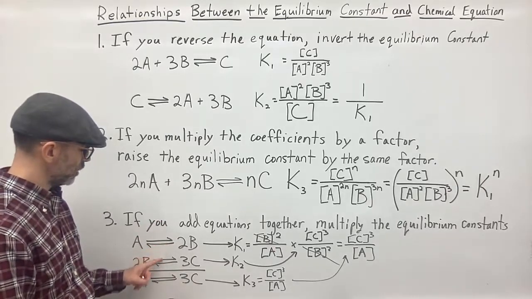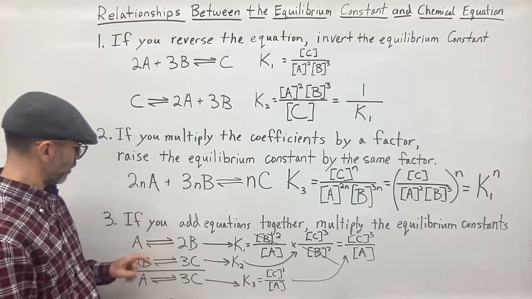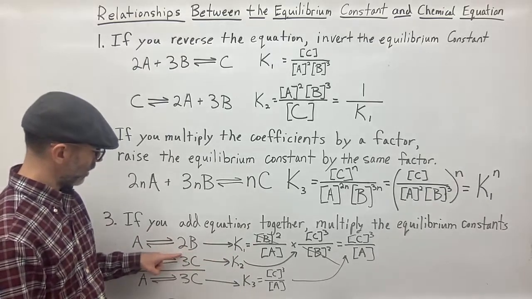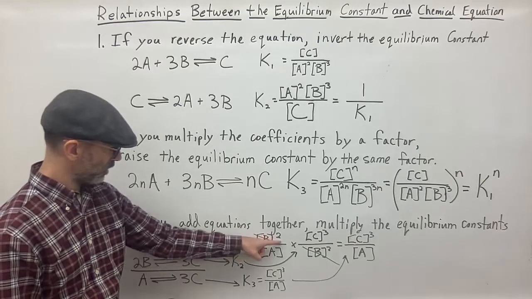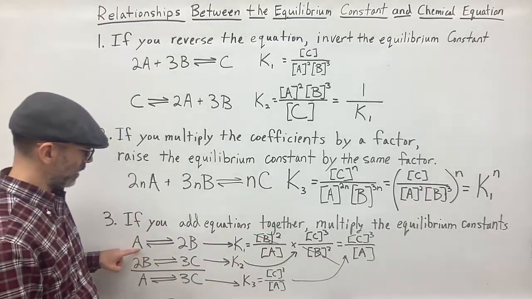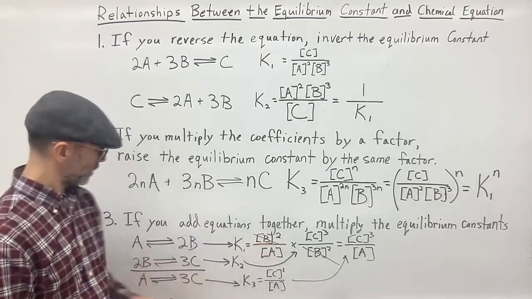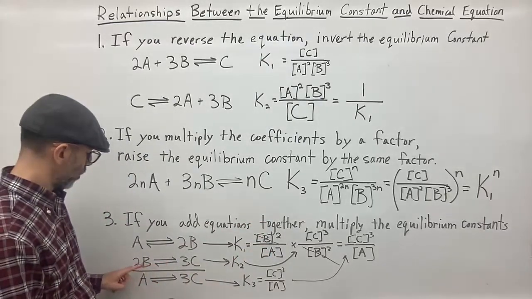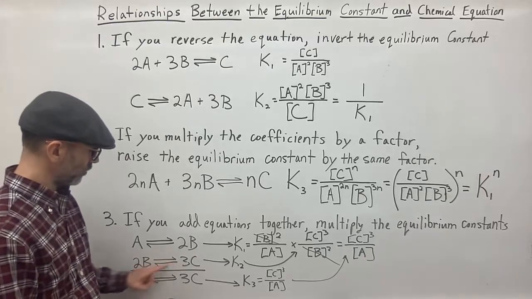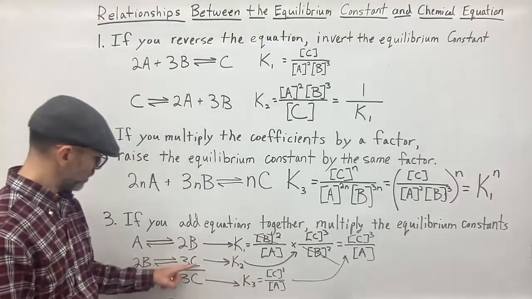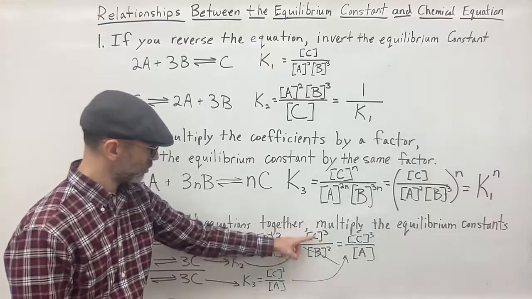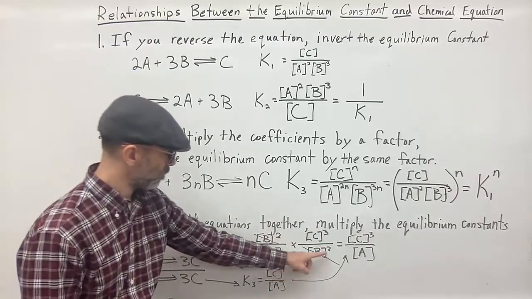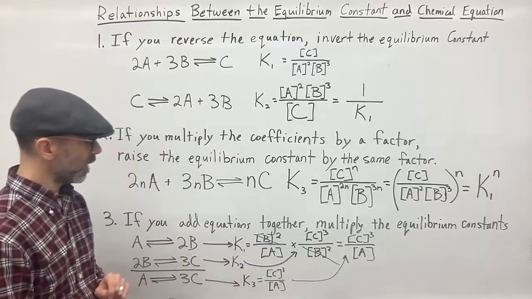Well, what are the expressions for these two? I do the same thing as before. For K1, the product is on top, so I have the concentration of B raised to the second power, and A on the bottom, the concentration of A raised to the 1 power, since the coefficient is 1. Then the same thing for the second one: 2B goes to 3C. The product 3C goes on top, the concentration of C raised to the third power, and 2B goes on the bottom, the concentration of B raised to the second power.